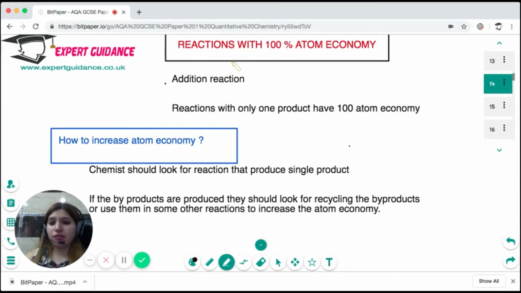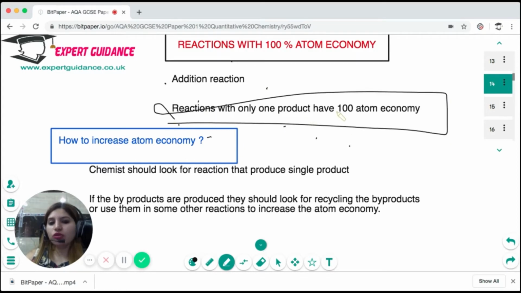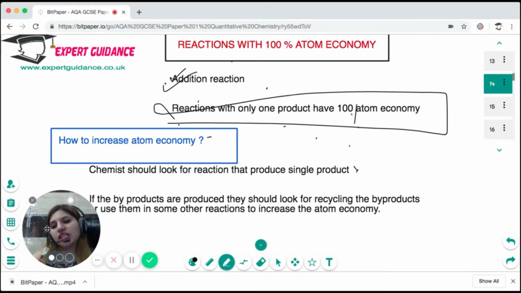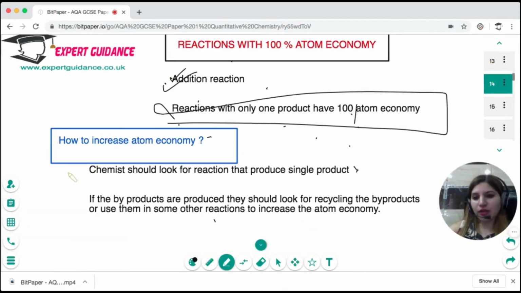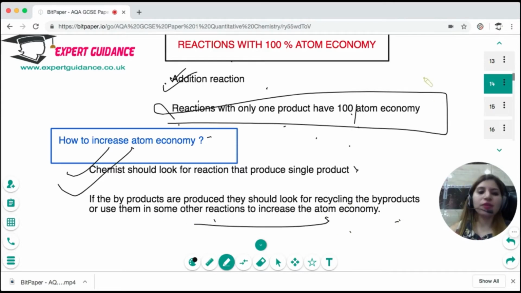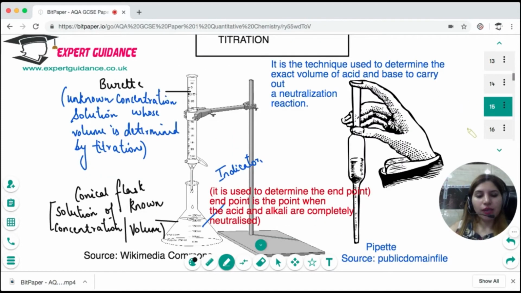Now, there are some reactions which have 100% atom economy. These are those reactions which produce only one product. And what are those reactions that produce only one product? These are addition reactions. So how can the scientists increase the atom economy? They can look for reactions that produce a single product and go for the addition reaction. And if there is any reaction that is producing a byproduct, it is better to recycle it or use it in some other reaction to increase the atom economy. Okay, so I hope the atom economy and the percentage yield are clear to you.